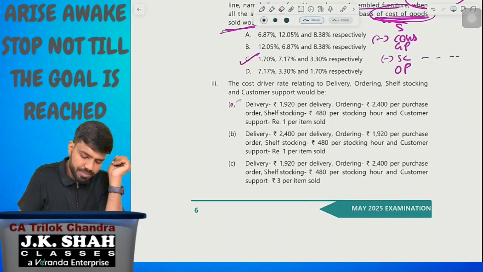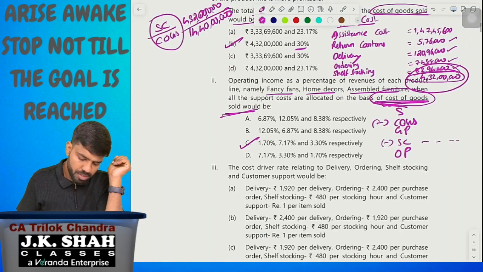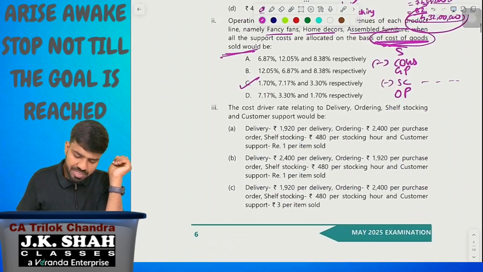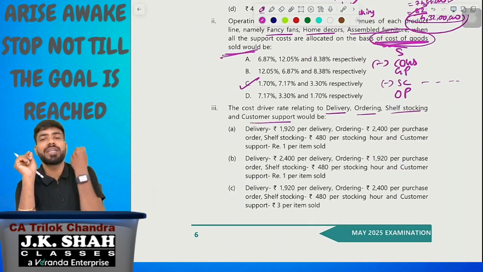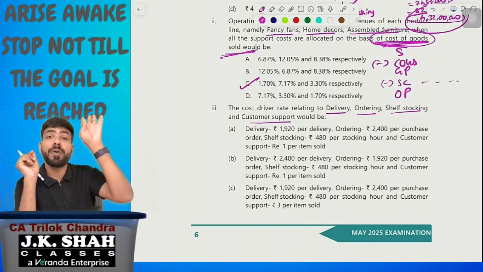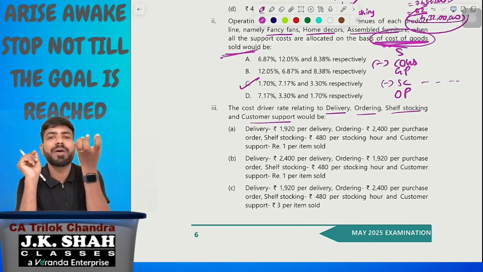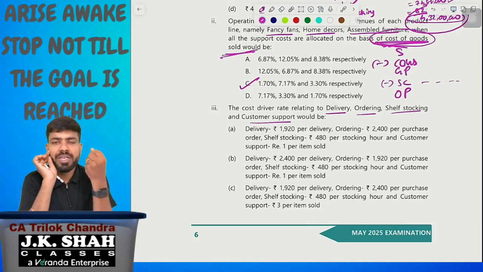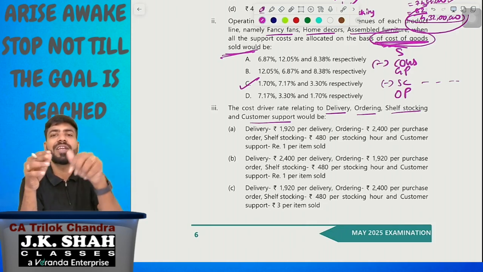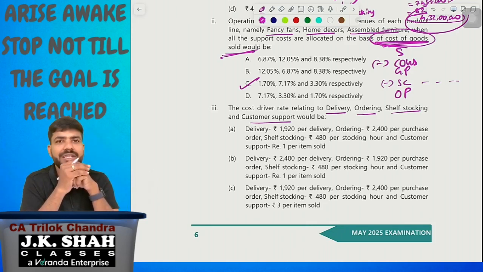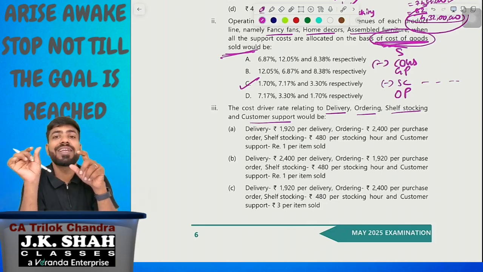The cost driver rate relating to delivery, ordering, shelf stocking, and customer support would be... Sorry, first one we answered, second one is done, third one. Cost driver rate means absorption rate. In our overheads terminology, the absorption method terminology is absorption rate. How to calculate absorption rate? Overhead divided by base quantity. Here they'll be calling it cost driver rate. In activity based costing, the basis will be called the cost driver. Are you understanding? Cost driver rate. How to calculate this?